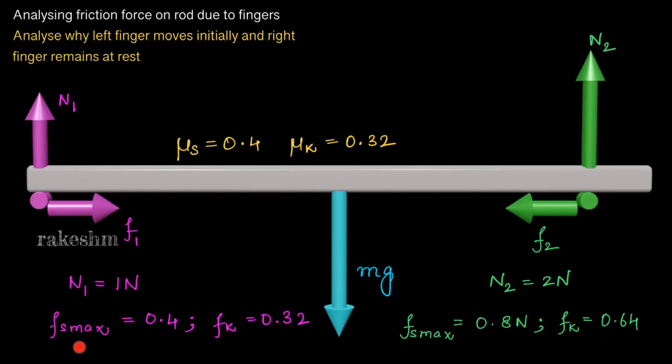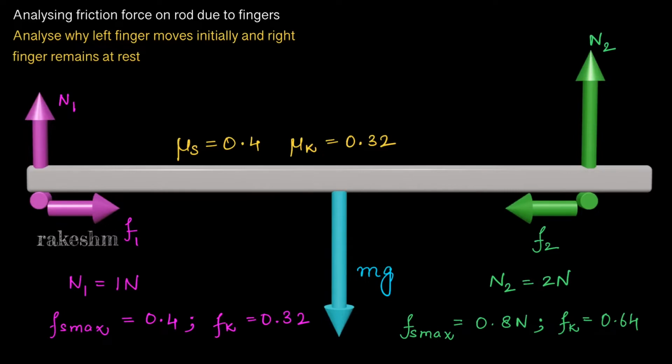So Fs max, the maximum value of static friction here, will be mu s times N1. So this will be 0.4 Newton. And the kinetic friction here will be mu k times N1, which is 0.32 Newton. Similarly, on the right finger, Fs max, the maximum static friction, is mu s times N2, that is 0.4 times 2, which is 0.8. And the kinetic friction value will be mu k times N2, which will be 0.64.